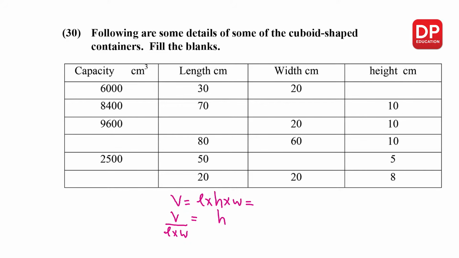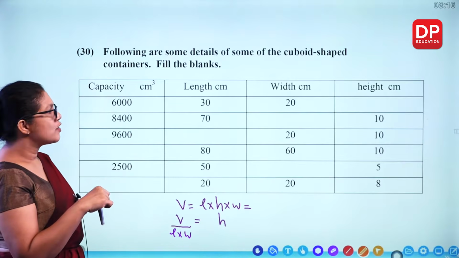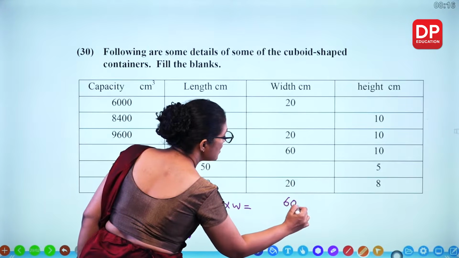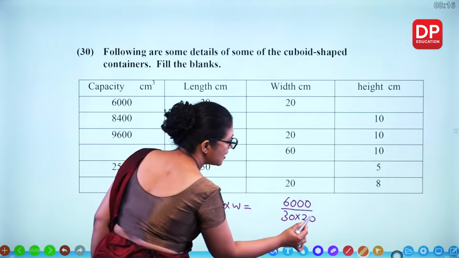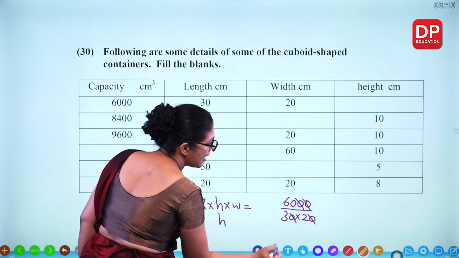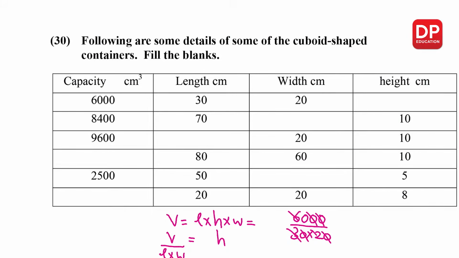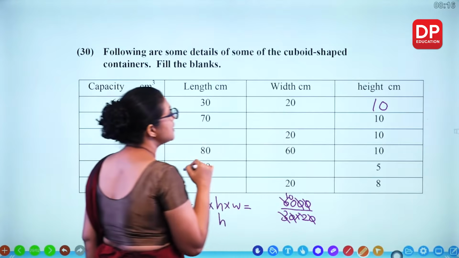So the first one, 6000 divided by 30 and divided by 20 again. So we'll do it here. 6000 divided by 30 and 20. 2 zeros get cancelled out. 3 times 2, 6. And this 6 gets cancelled out. So you get 10. So the height is 10 centimeters.